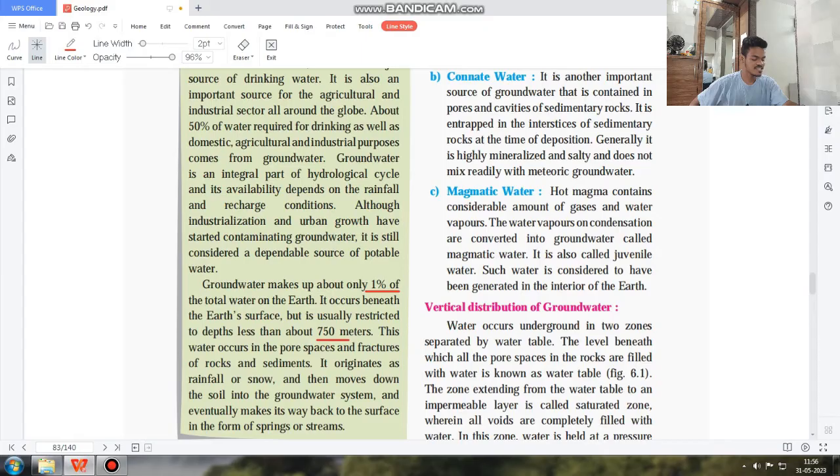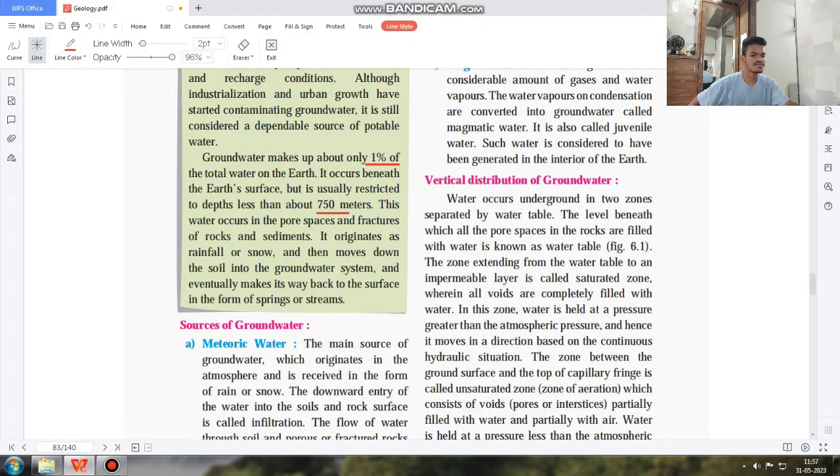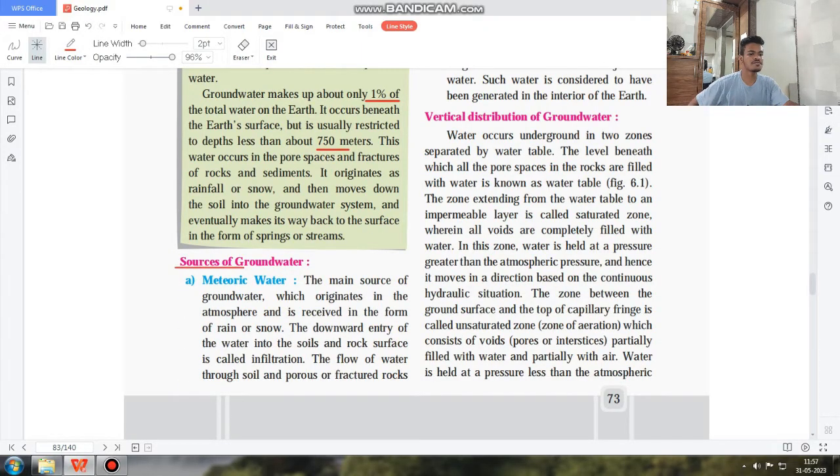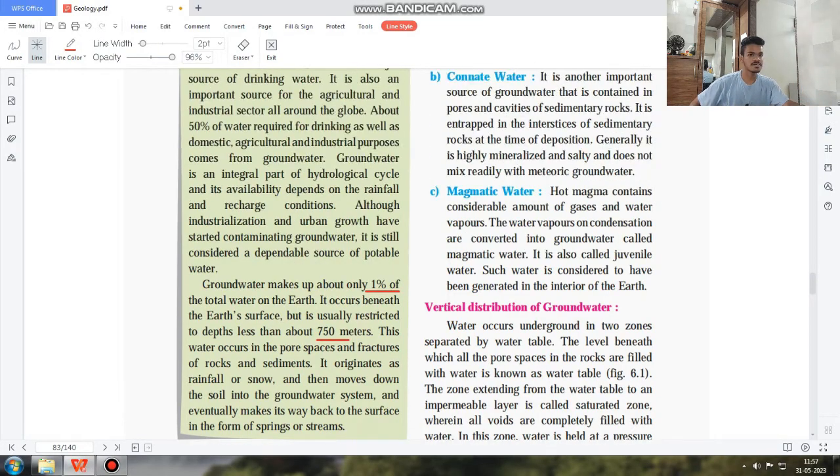Usually restricted to 750 meters, not much, you can just read about this. Okay, this is the main thing, sources of groundwater. Now it can be asked, in 2022 it was asked.